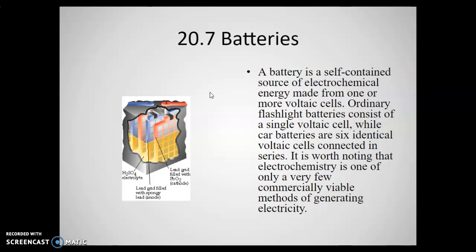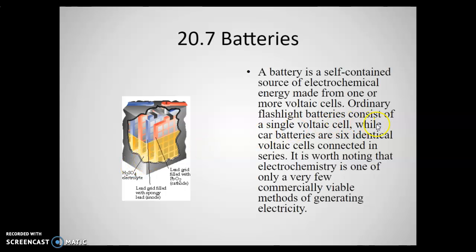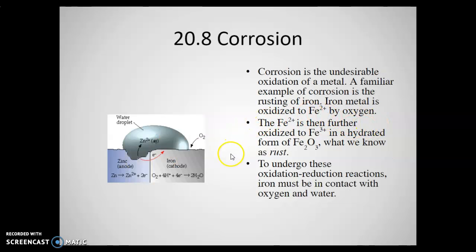Also, the electrolyte is sulfuric acid, and that is highly caustic, of course. And then corrosion is the idea that your metal that you want is being oxidized. Typically oxidized by air, and in this case, water is the conductor. It is conducting this redox reaction.